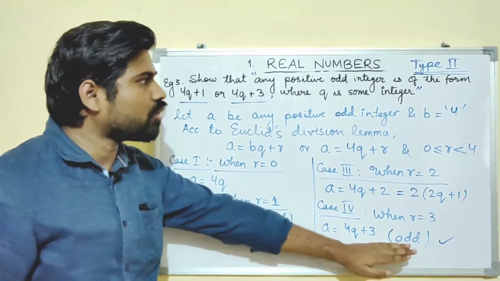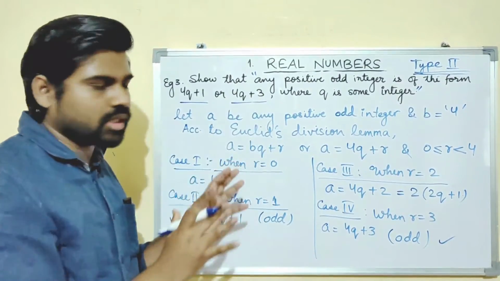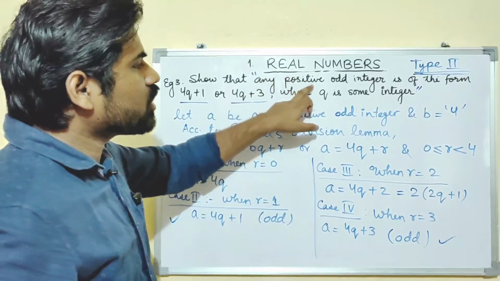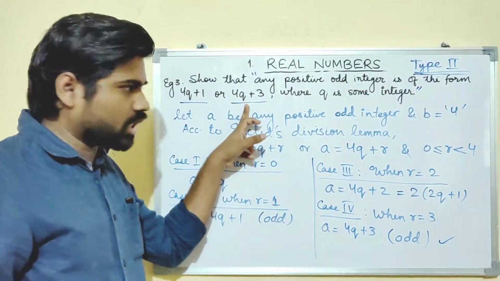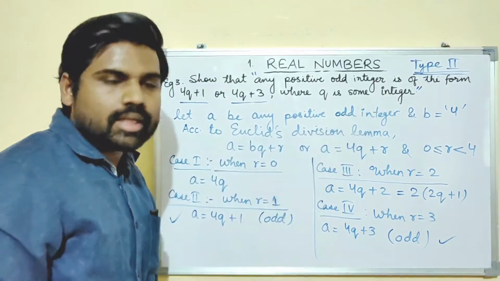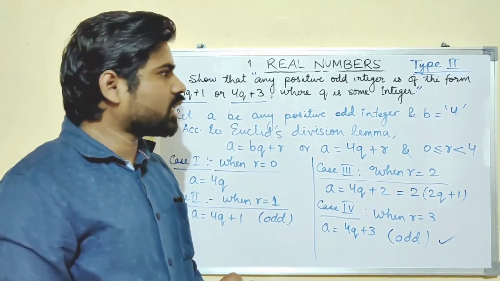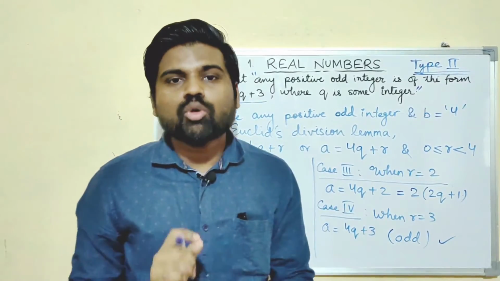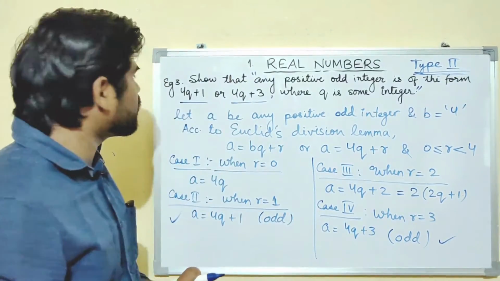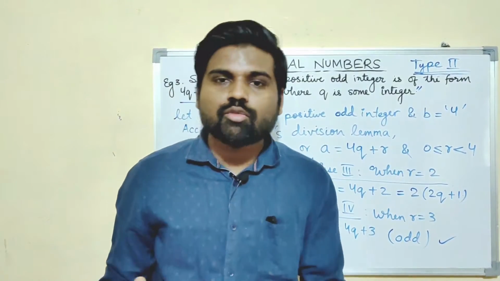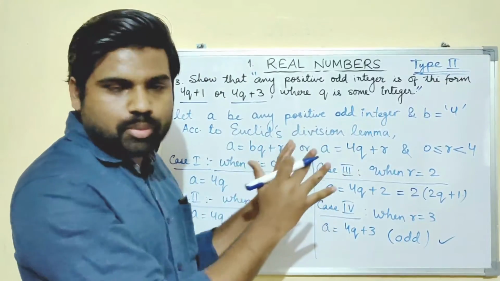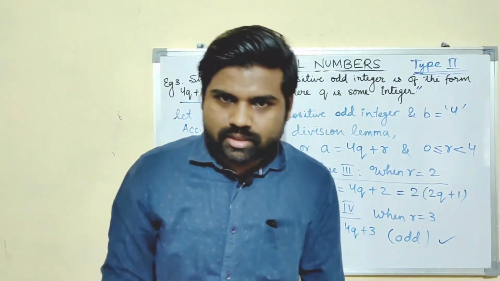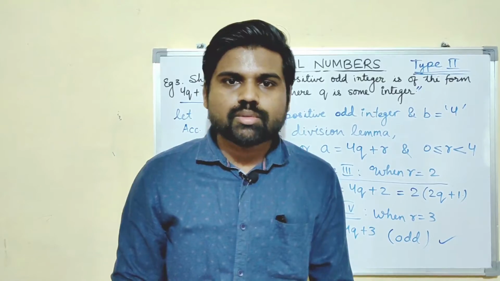After finishing this, you have to conclude the statement of the question: any positive odd integer is of the form 4q plus 1 or 4q plus 3, where q is some integer. I hope you understood this. Let us see the exercise. I'm not proceeding to the next example, example 4, because it's a word problem of another type. Let us finish this particular type of question from the exercise as well. Then we'll see the word problems based on Euclid's division algorithm.